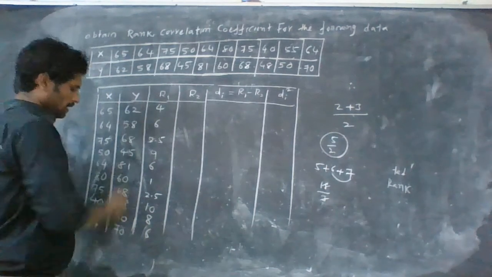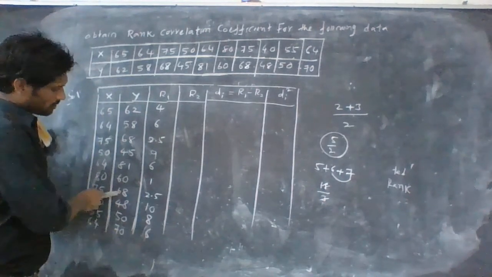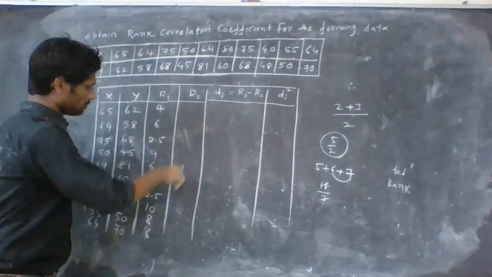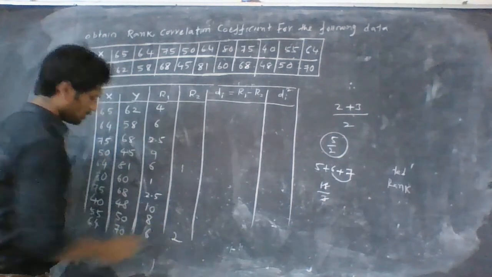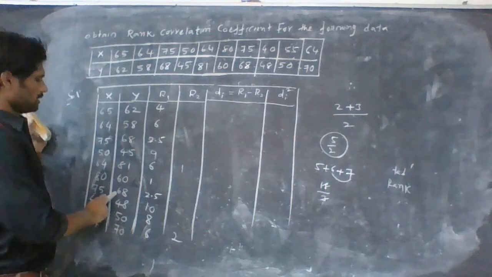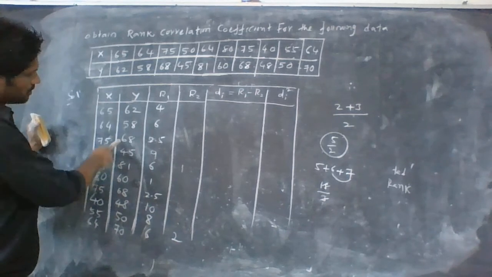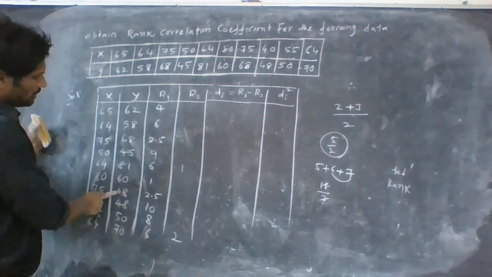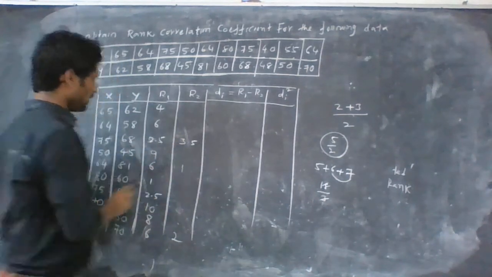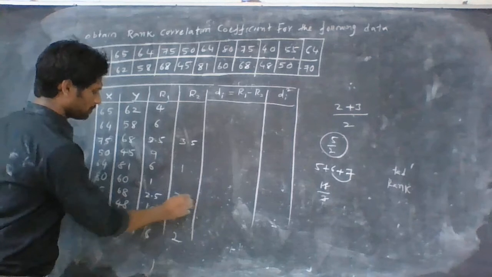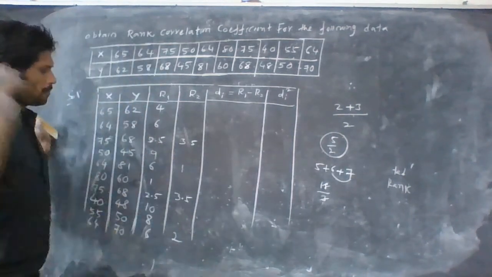At the same time, in the Y series also, the highest number is 81. The next number is 70. The next one is 68, which repeats twice. So 3 plus 4 by 2, that is 7 by 2, which is 3.5, and again 3.5. So ranks 1, 2, 3, 4 are completed.